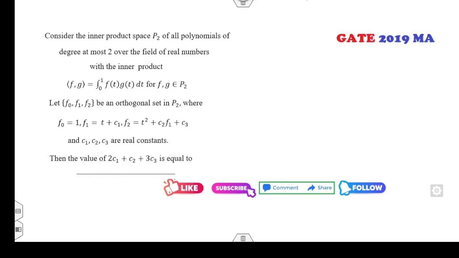Consider the inner product space of the polynomial at most 2 with the inner product. f0, f1, f2 are orthogonal. That means f0, f1 is 0, f0, f2 is my 0, f1, f2 is my 0. These are given to you. Fine. Find the values of the c's and then get the answers. So they are given to you.